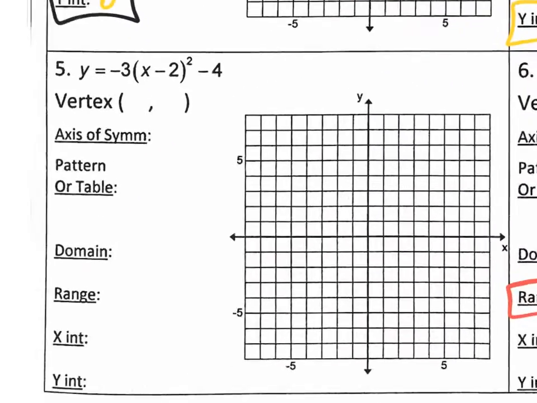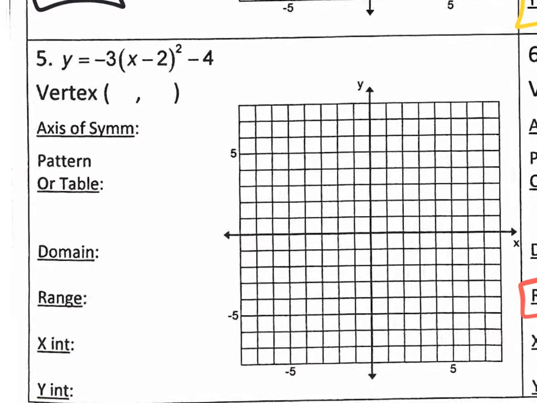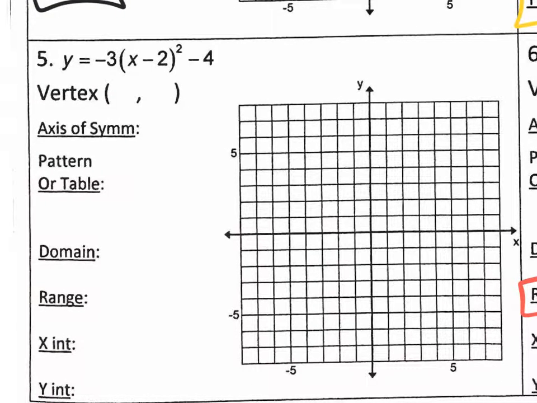Let's take a look at number 5. Number 5 is actually perfectly in vertex form. It also has a different a value. The a value is negative 3.